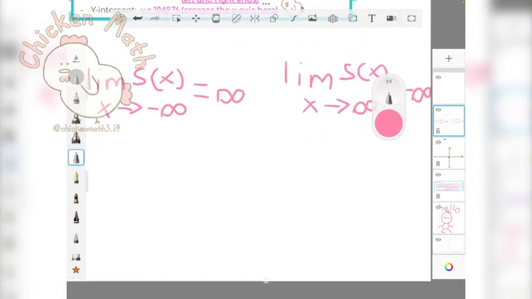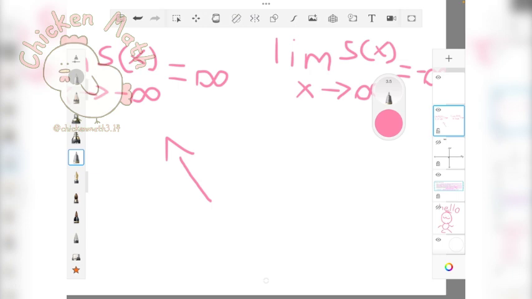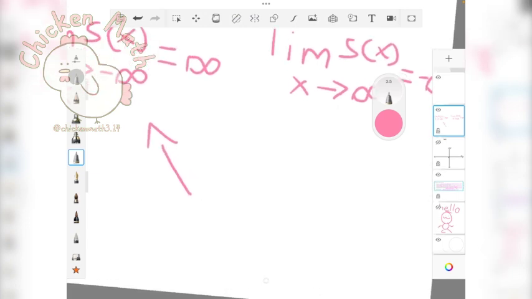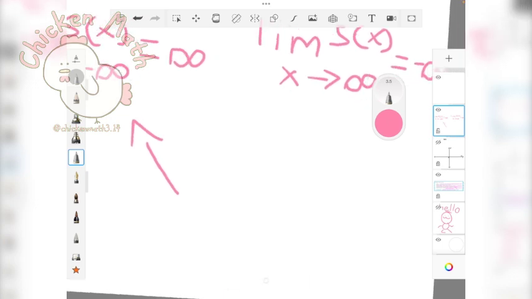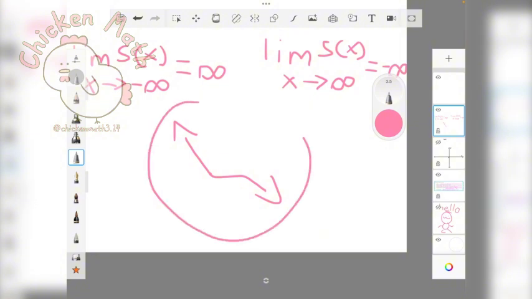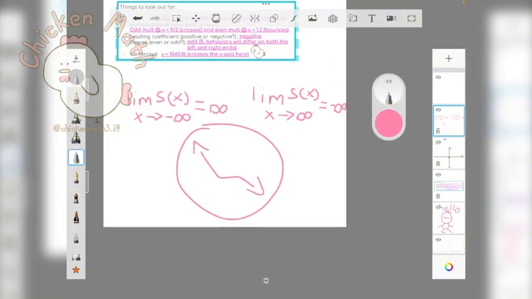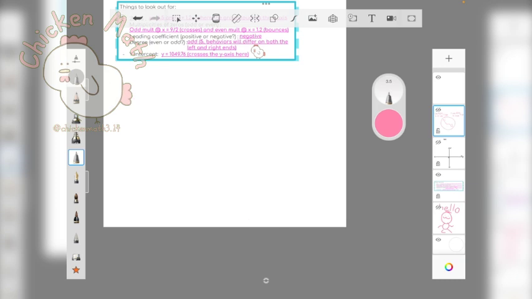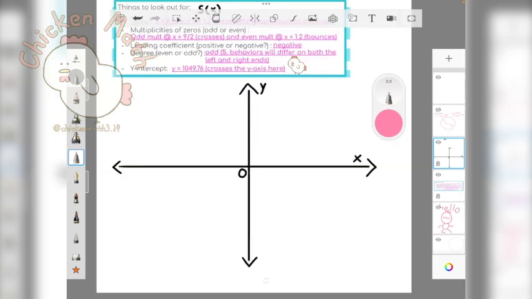So a rough sketch would just be like, on the left-hand side, we're going up. Our outputs are increasing without bound. And on the right side, as our inputs are increasing without bound, our outputs are decreasing, so we're going to be going downwards. So this would be the general direction. So we want to keep that in mind. So knowing that, I'm going to roughly just use these little arrows to keep that in mind.